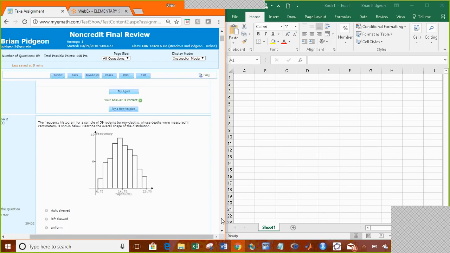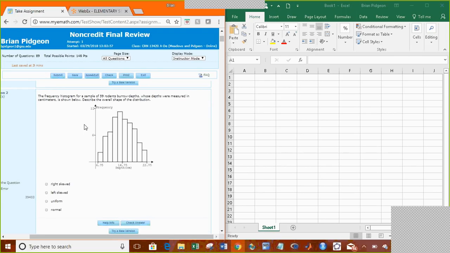Here, same question, but now we're looking at the overall shape again, and here it's not uniform. So if you look at our options, right skewed, left skewed, that means that our tails get skewed, pulled in one direction. If the tail is to the right, we say it's skewed to the right. If our tail gets pulled to the left, it's left skewed. Uniform, as we saw, is roughly consistent. Normal means approximately bell-shaped, symmetric.